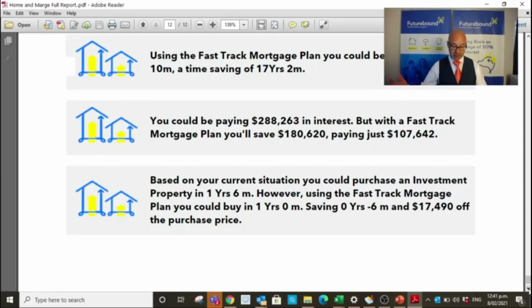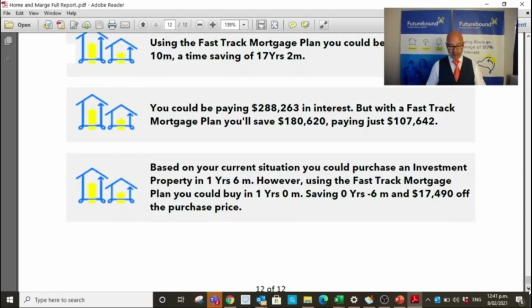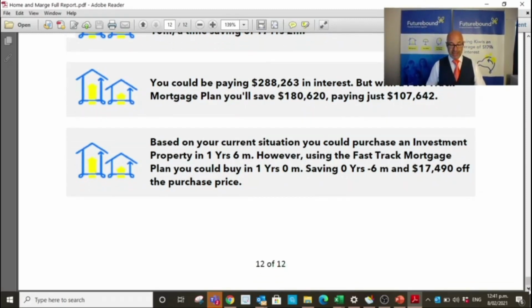17 years is a lot of time, so that's something to get excited about. And you could be paying $288 in interest, but with Fast Track Mortgage Plan, you'll save $180 and pay just $107. So that's a massive interest saving there. Based on your current situation, you could purchase an investment property in 1 year, 6 months, but using a Fast Track Mortgage Plan, you could do it in 1 year. So that's the example just for the first house, but remember that the real benefit is doing house 2, 3, 4, 5, etc. Right?